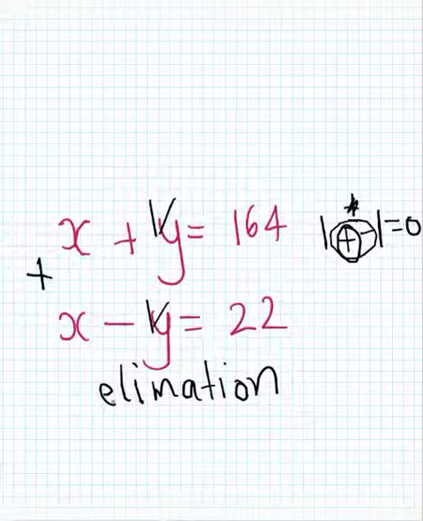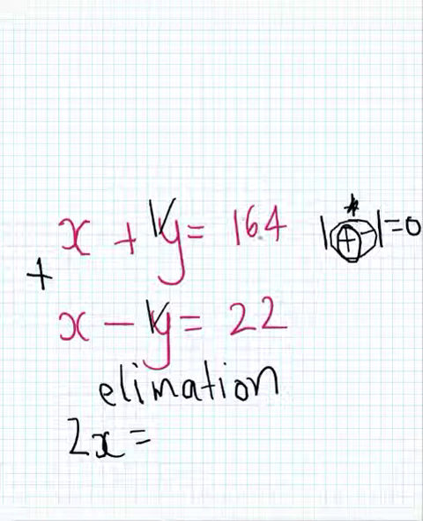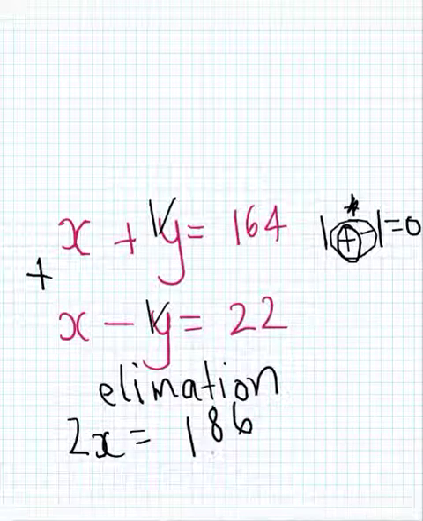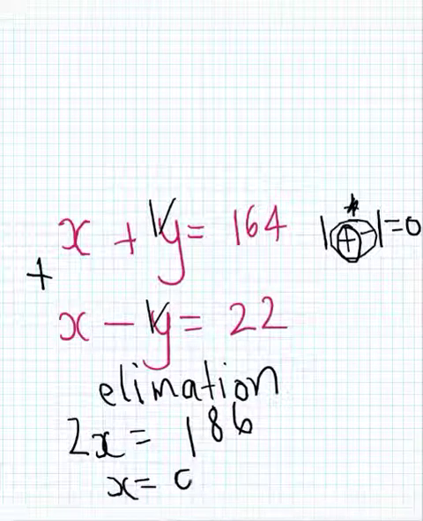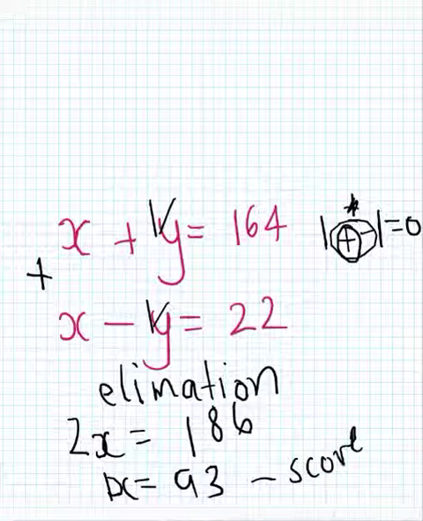So I end up with x plus x, which is 2x. That's 0y, which I'm not going to write, equals, now I've got 164 plus 22, which leaves me with 186. Okay, and now I solve for x. So divide by 2 on both sides, and we're left with x equals 186 divided by 2 is 93, and that's our answer. Now, what did X represent? X represented the maths work. So just keep in mind, that's the score for the maths.